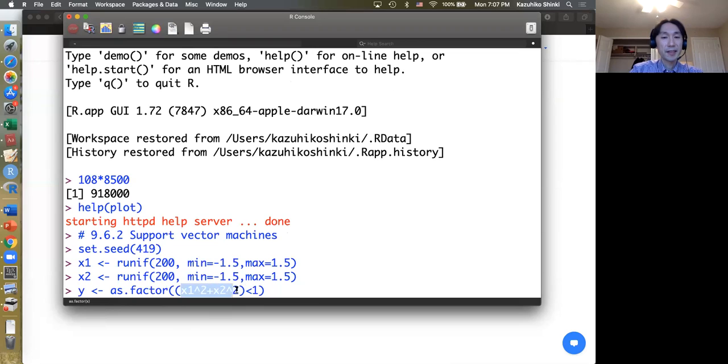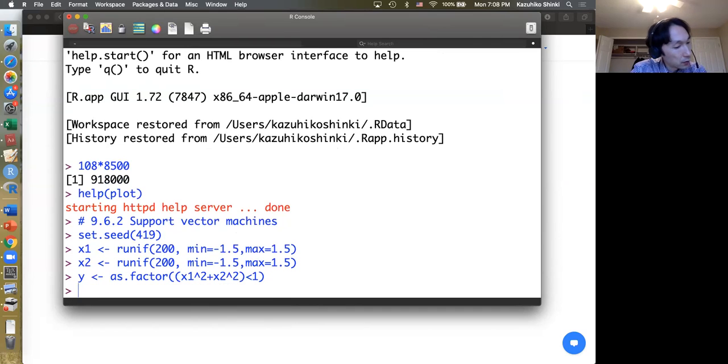When the meaning is ambiguous, you can put many parentheses, then the meaning is very clear. At first, we calculate x1 square plus x2 square. Then we evaluate whether this value is either less than 1 or more than or equal to 1. Then we make a data frame.